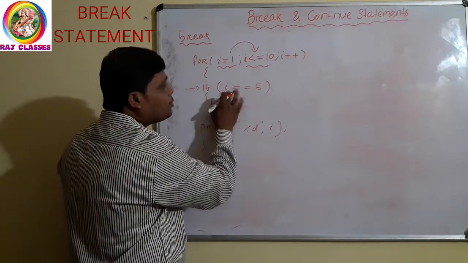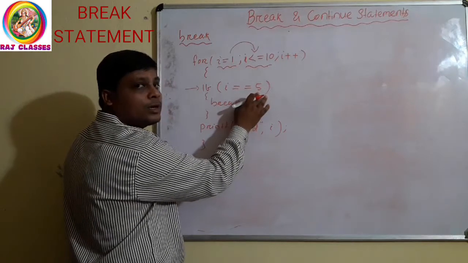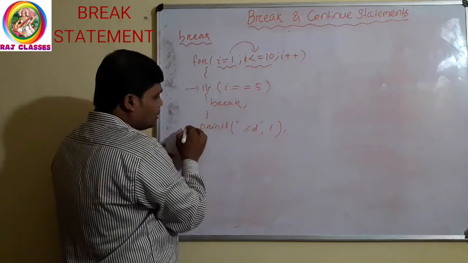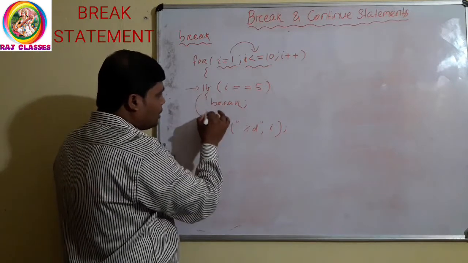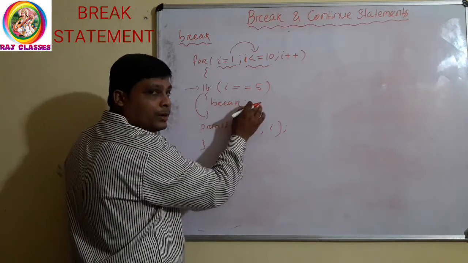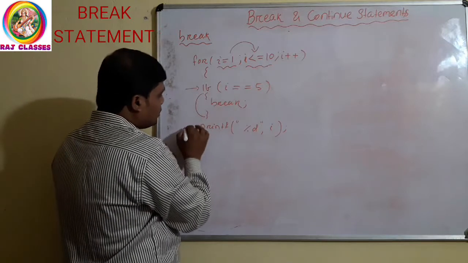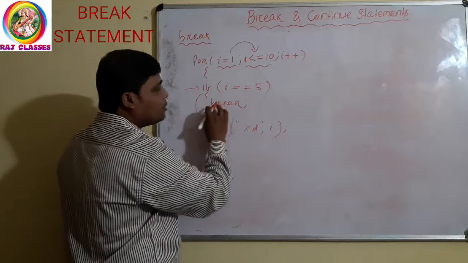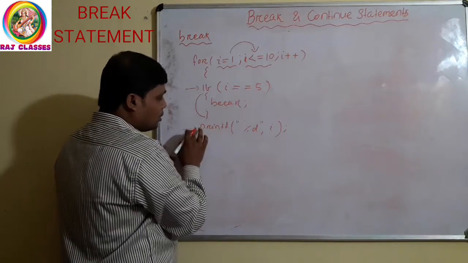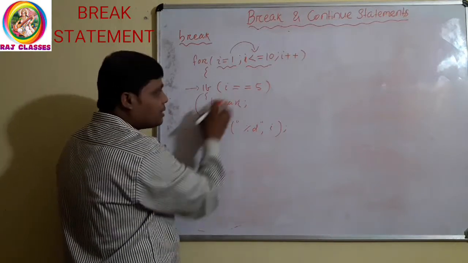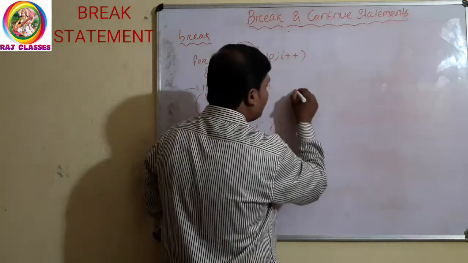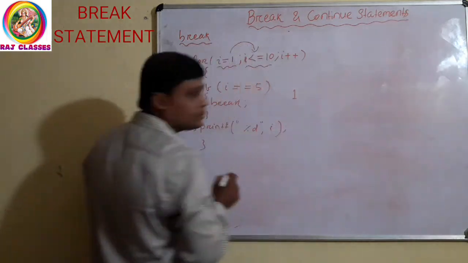Clear? If I equal to 5, the condition is what? False. So it will not go inside the if body part. So this statement will execute. It will not execute this break statement. Control will come to this part because this condition is false. So it will print what? The value of I, that is 1.